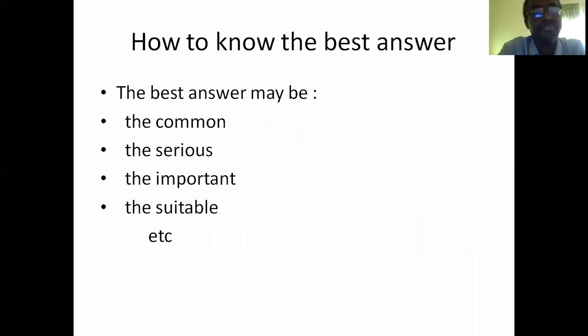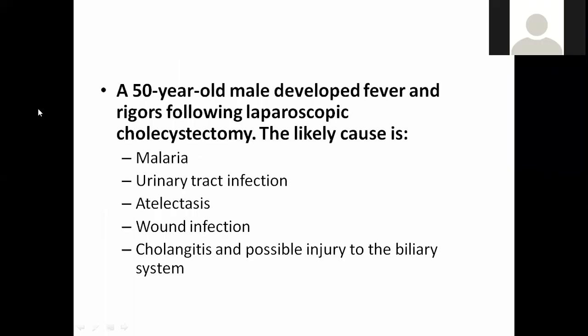Next, how to know the best answer? The best answer may be the commonest, the most serious, the most important, the most suitable, etc. So in comparison to the others, it is the commonest, the most serious, the most important, the most suitable, the most logical. So it is the best because of that. Okay? Any questions so far?